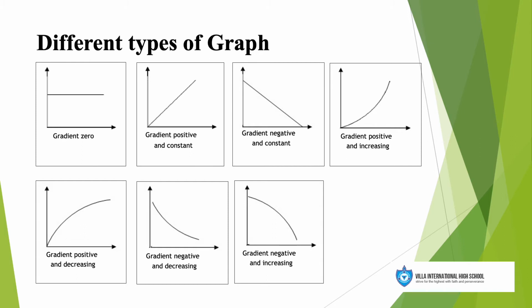Then the fifth one, gradient is positive. It's moving up. If it is moving up, it is positive. Gradient is positive and it is decreasing. At the beginning, the steepness, the slope is high. Then the slope is decreasing when it is moving up, meaning the gradient is decreasing. So the fifth graph represents gradient is positive and the gradient decreases.